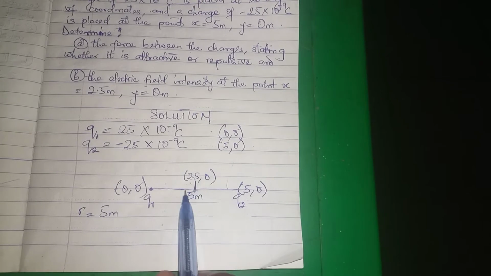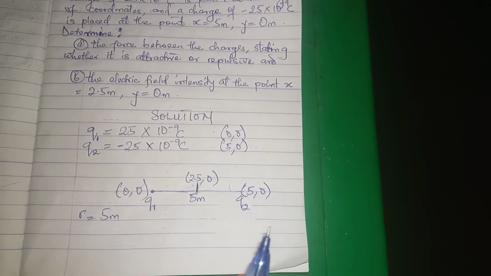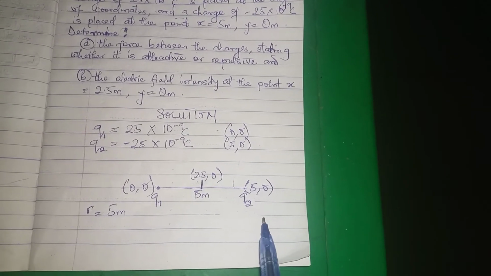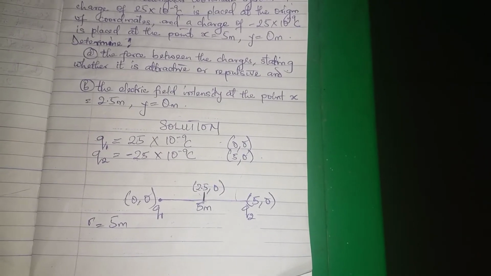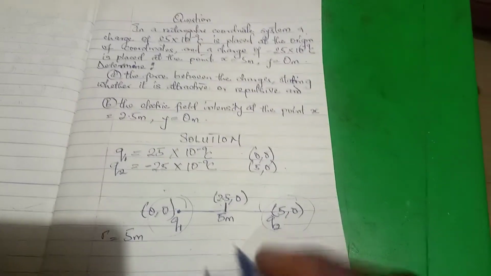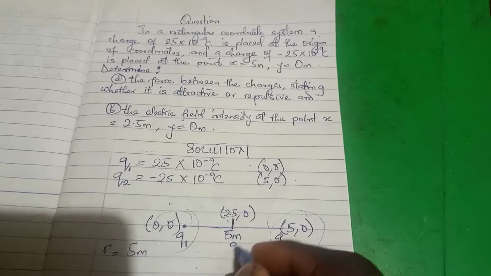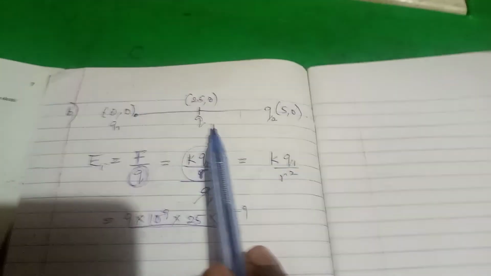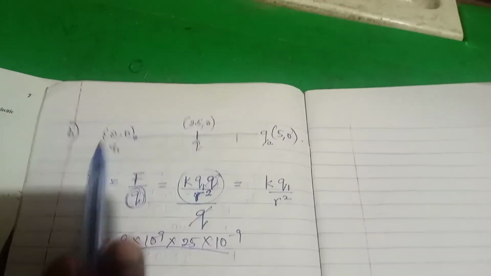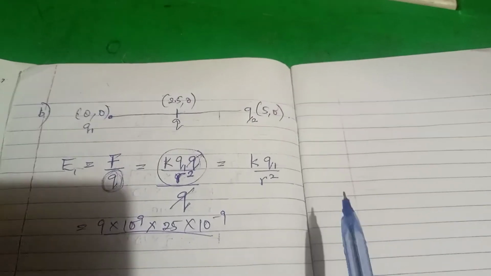Now, the electric field intensity at this point will not just be a singular electric field intensity. Why? Because electric field intensity is the force per unit positive test charge. Let's drop that positive test charge here and call it Q. So we have Q1, we have Q, we have Q2. So now you have Q at this point. So now I've redrawn it so that we can properly analyze.